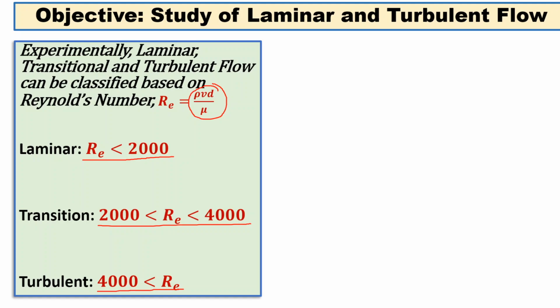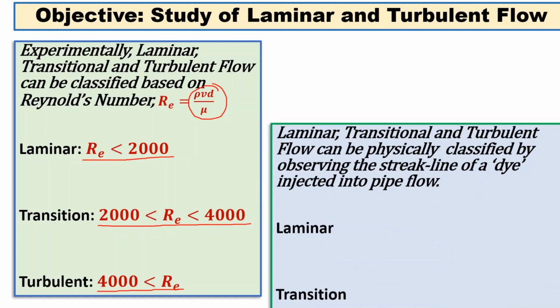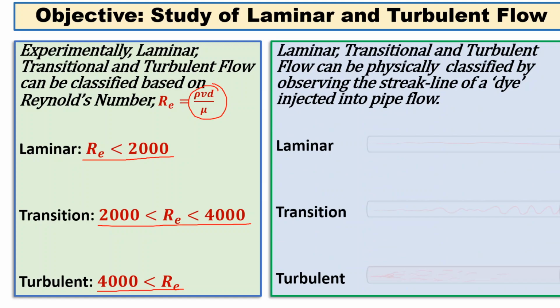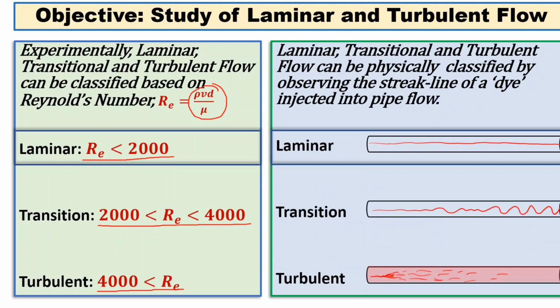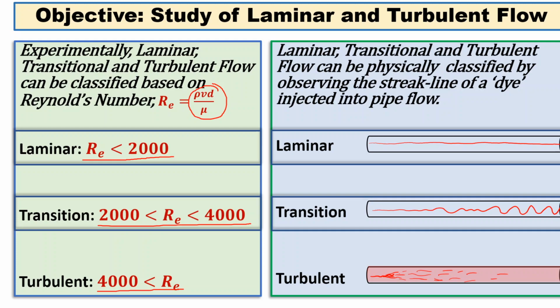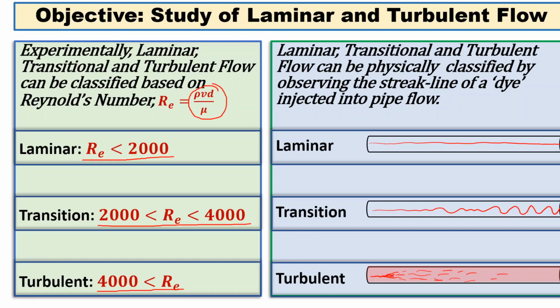And in the experiment, we'll have these kinds of observations. In case of laminar flow, where Reynolds number is below 2000, the streak line will be a fairly straight line. In transitional flow, the streak line will become zigzag, curved like this. And in case of turbulent flow, it will be completely mixed with the flow.